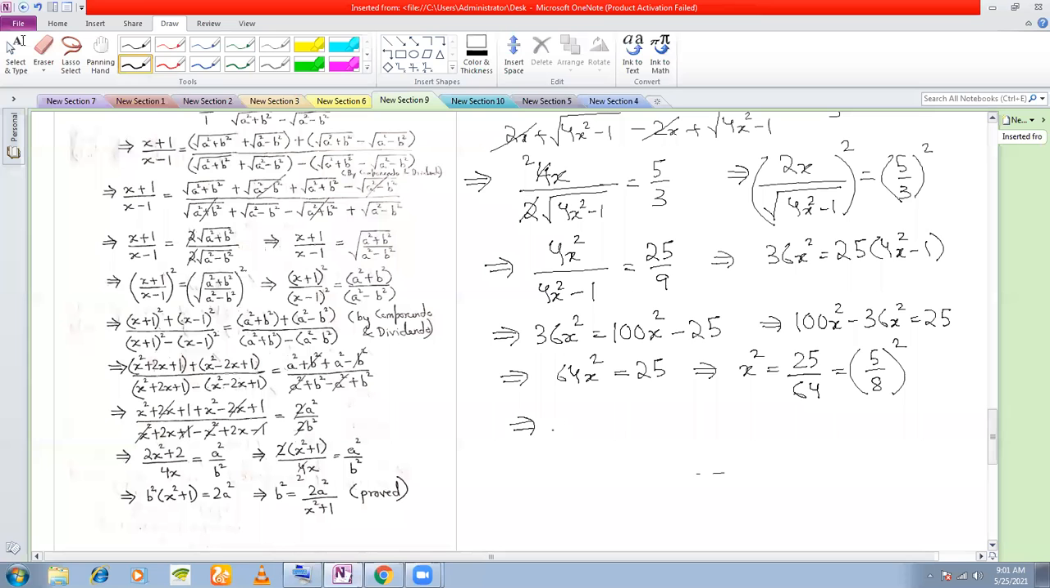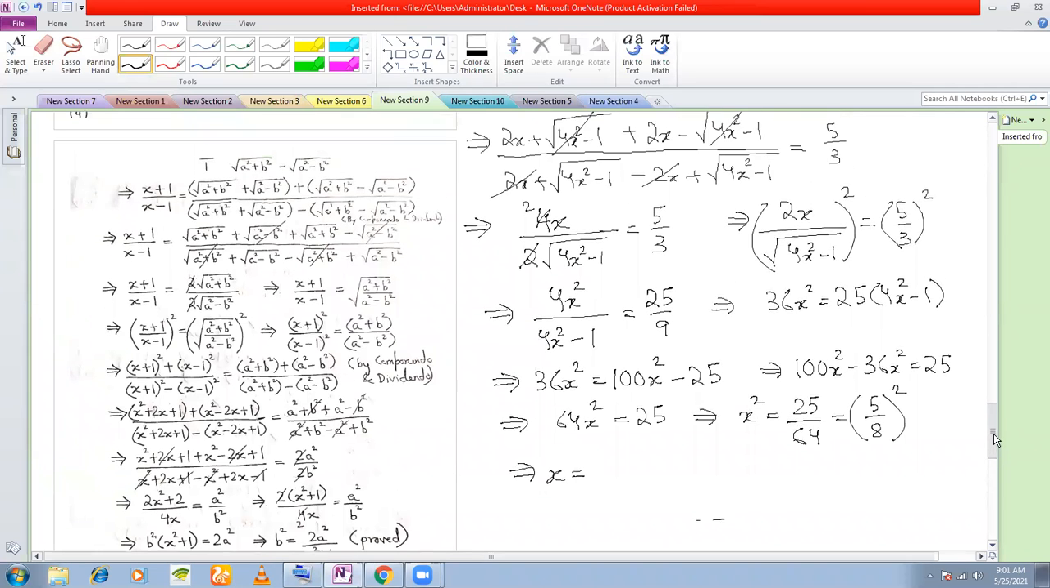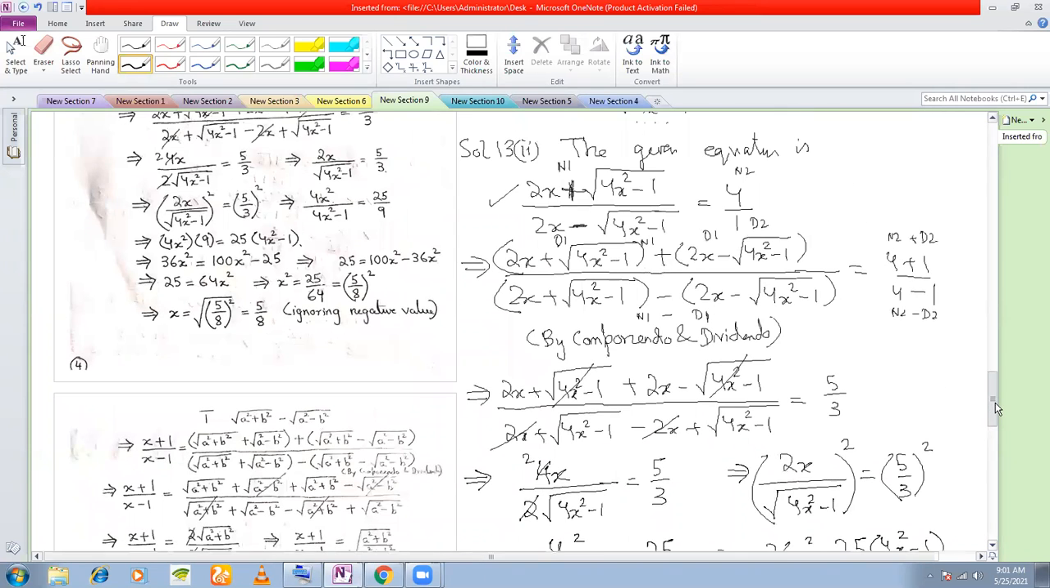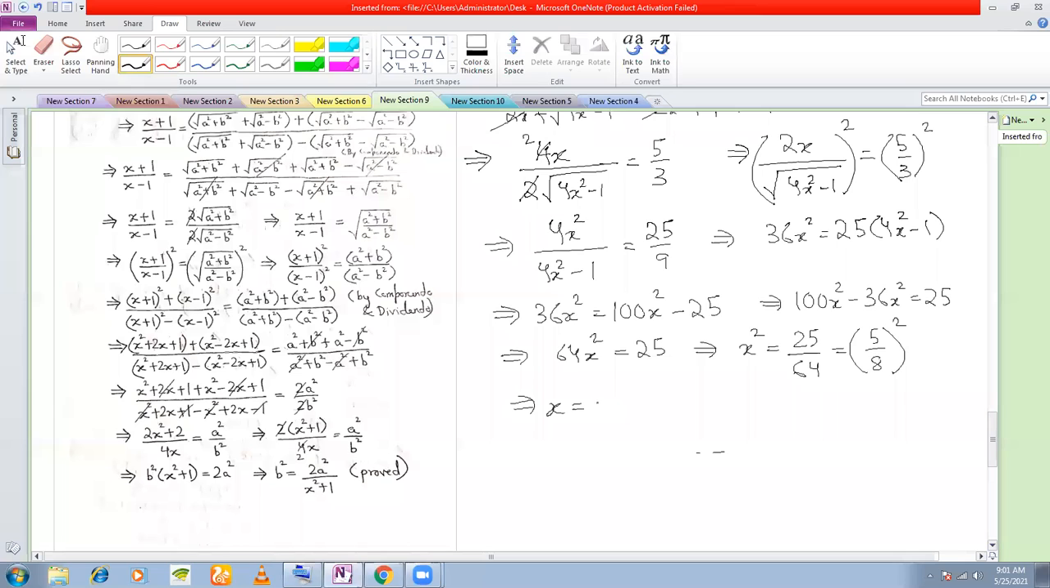So that means the value of x that you are getting here is, you should get plus or minus, but actually we'll take the positive square root. Why will you take the positive square root? Because ratios are normally positive. So we'll take only the positive square root, ignoring the negative value of x. Okay, so that should be a solution of this equation.